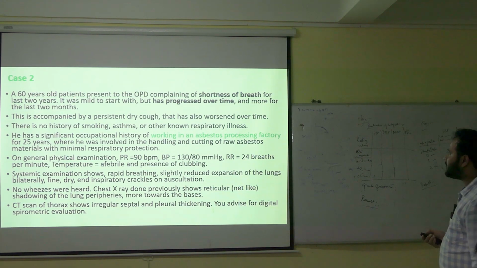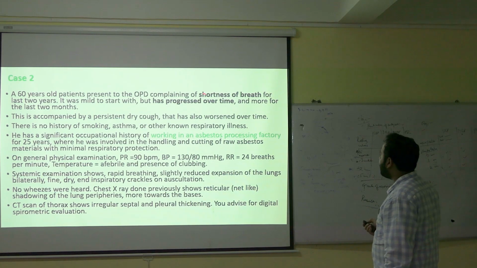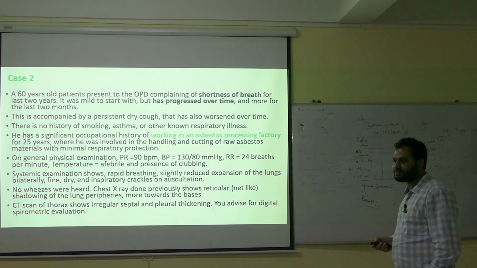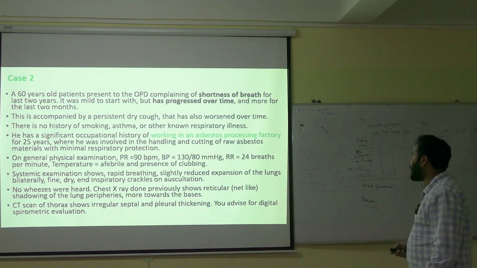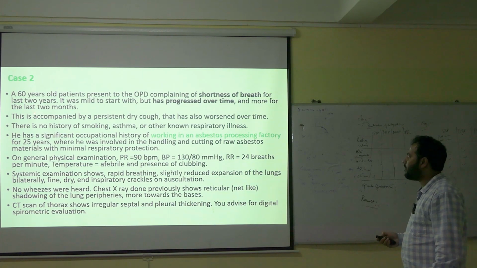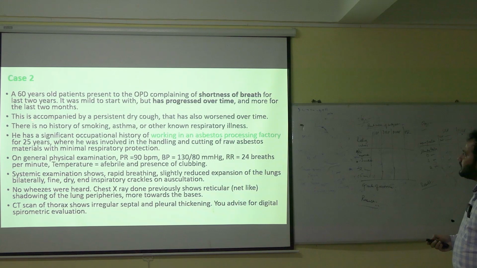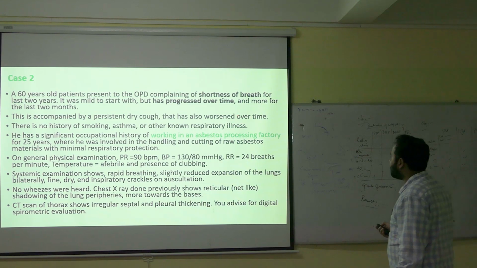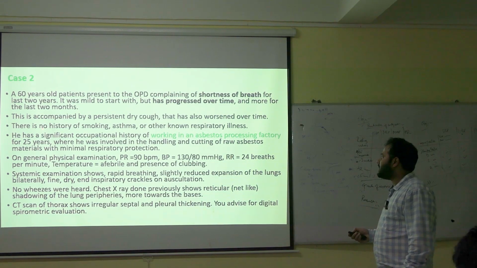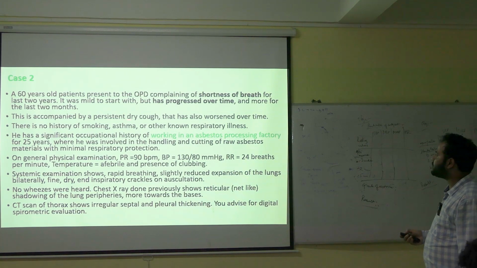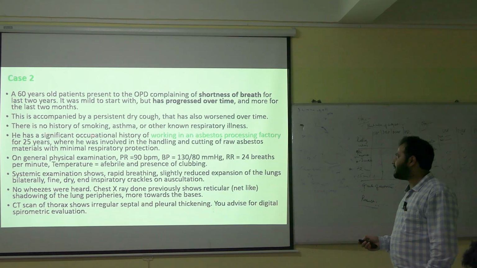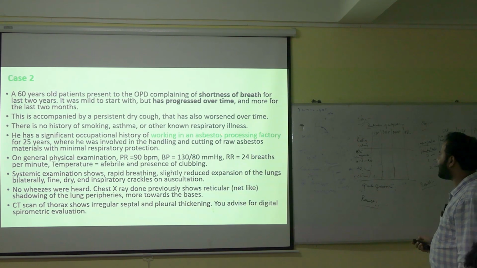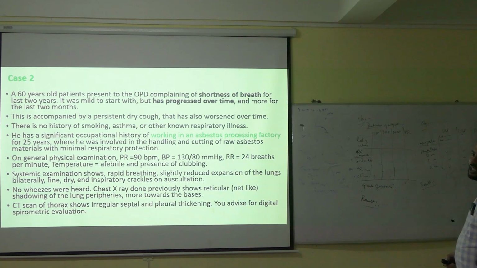A 60-year-old patient presents to the OPD complaining of shortness of breath for the last 2 years. It was mild to start with, but has progressed over time and more so in the last 2 months. This is accompanied by a persistent dry cough that has also worsened over time, right? There is no history of smoking, there is no history of asthma or other known respiratory illness. He has a significant occupational history of working in an asbestos processing factory for 25 years.